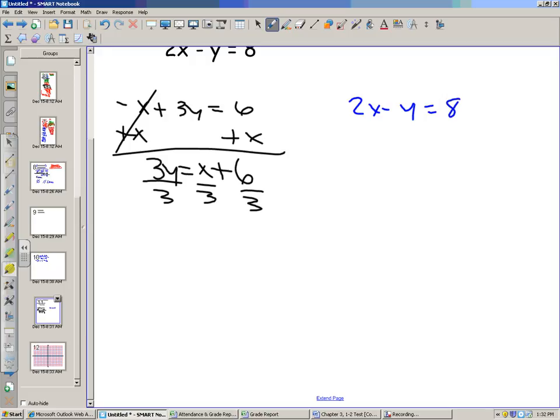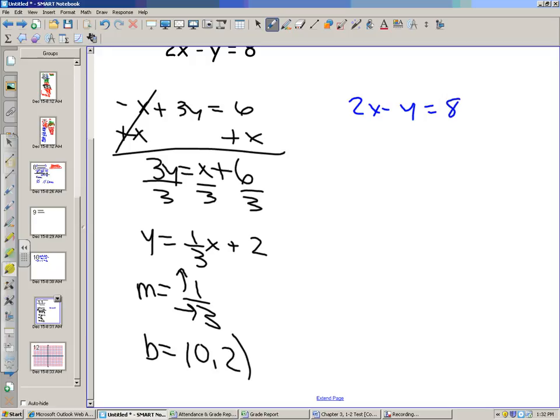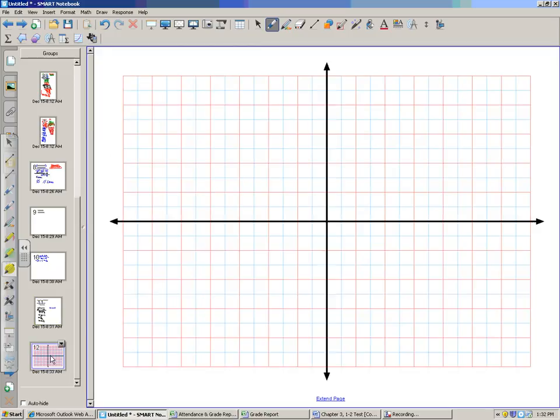Okay, so y is going to equal 1/3 x plus 2 here. So what's my slope? 1/3. What does that mean graphically? Up 1 and to the right 3. And what is my b value? The 0, 2 is my y-intercept. Yes? Now what do I do? I come right over to my graph, and I graph that information.